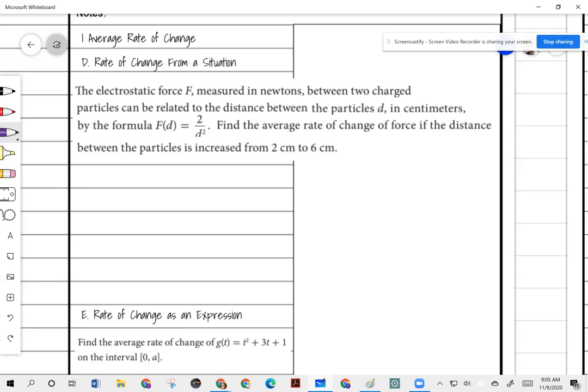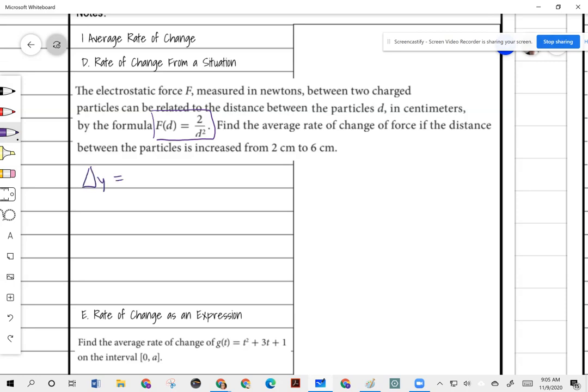It says the electrostatic force F measured in newtons between two charged particles can be related to the distance between the particles d in centimeters by the formula F of d is equal to 2 divided by distance squared. Find the average rate of change of force if the distance between the particles is increased from 2 centimeters to 6 centimeters. So remember our average rate of change, we're going to calculate our delta y.